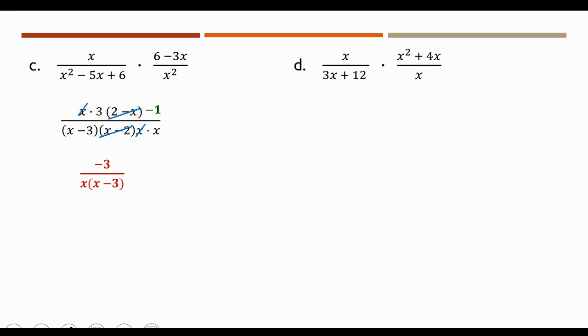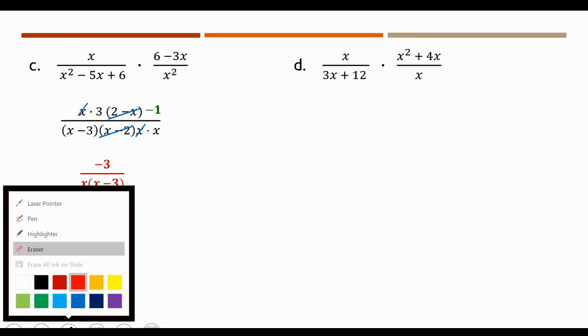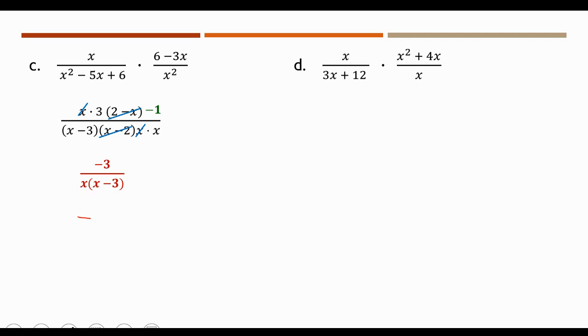You can, if you want to, go ahead and multiply that out, so you've got a negative 3 over x squared minus 3x. That's just fine. There's nothing wrong with that. Okay, all right, let's look at the second one.